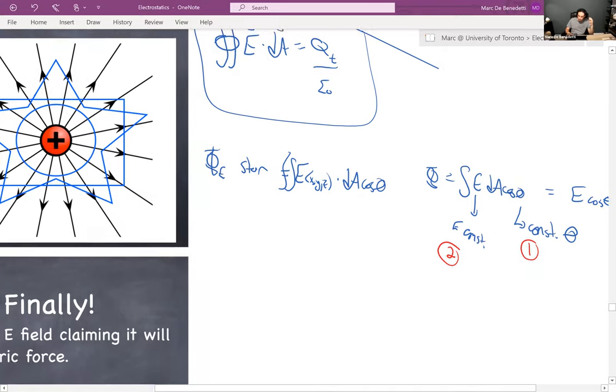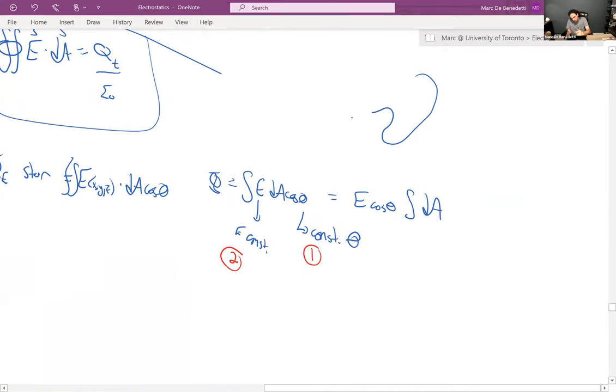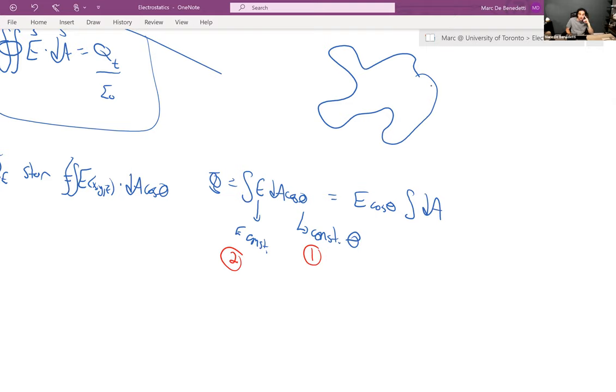Now, what if I drew a random area like this? It's valid, it's closed. Gauss's law says as long as it's a closed surface, I'm good. Well, cool. Maybe this closed surface makes the E field constant everywhere. Maybe the E field is bendy in such a way that every time it crosses the surface here, it crosses at a 90 degree angle. Cool. But I don't know what the area is.